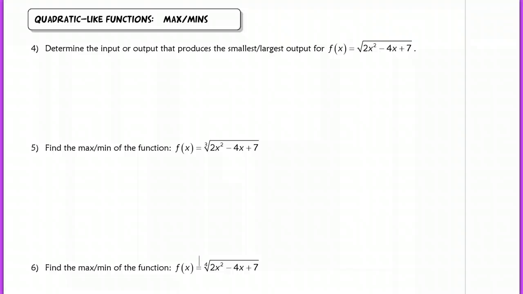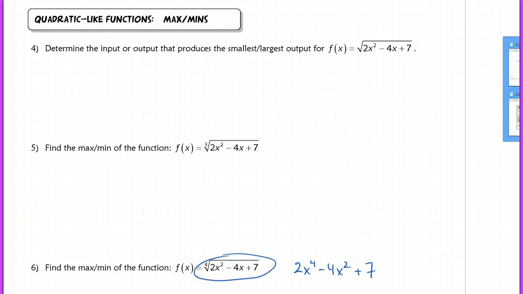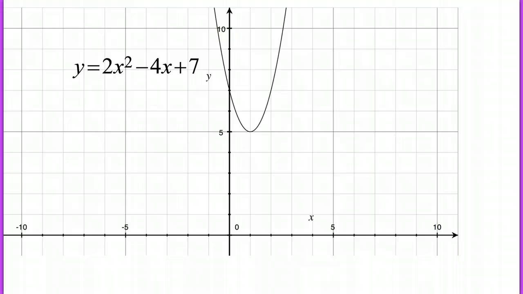The only problem I'm going to change here, if you guys can go down to number 6, let's change that to 2x to the 4th minus 4x squared plus 7. Okay? Alright, so first I want to take a look at the graph of 2x squared minus 4x plus 7. So remember, when we determined the minimum value, we said that the minimum occurred at x equals 1, and it was 5.